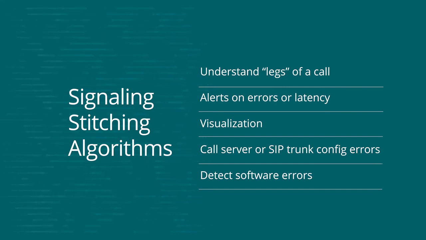SIP analysis provides visibility behind the scenes of what's going on from the moment the phone registers, the user picks up the handset, dials the number, and the connection to the user at the other end is made. NETSCOUT leverages inbuilt powerful signaling stitching algorithms to help understand legs of a call. In addition, it provides alerts on errors and latency issues in the call setup process, plus visualization so that the signaling experts can interpret what's going on, correct call server or SIP trunk configuration errors, or detect software errors within those components in the path, without going down the traditional route of finding relevant packet traces to figure out what's going on. That's hard to do.